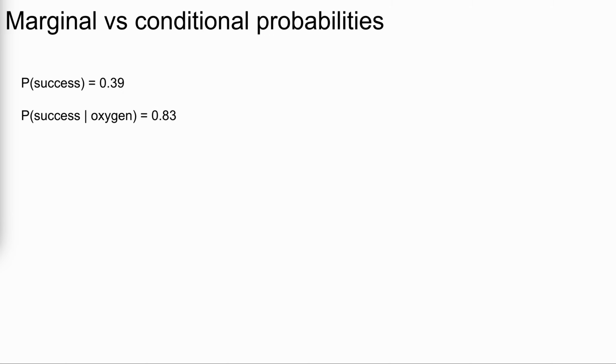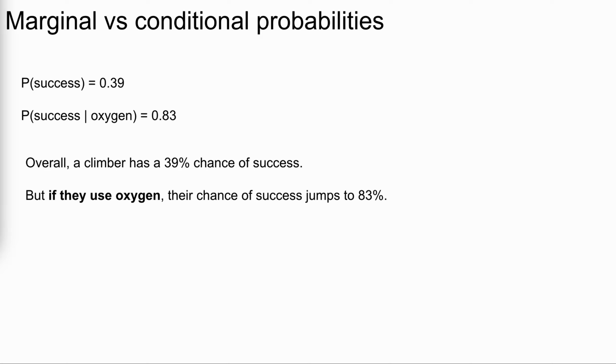Stepping back, we've calculated both a marginal and conditional probability of success, and these tell us 2 different pieces of information. Overall, we can say that a climber has a 39% chance of success. But if they use oxygen, their chance of success jumps to 83%.